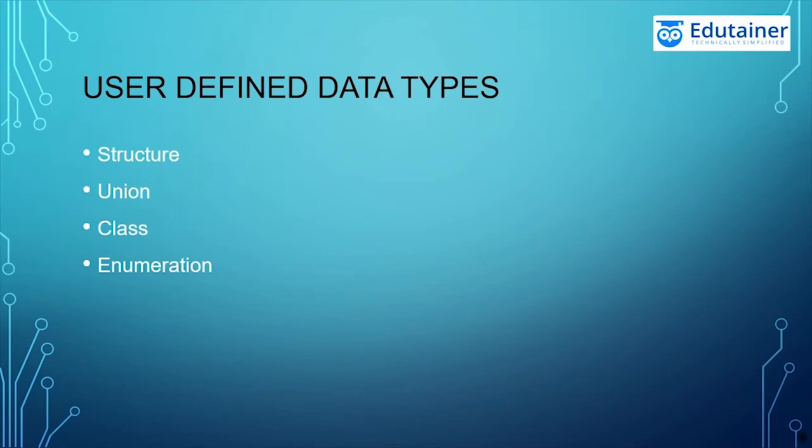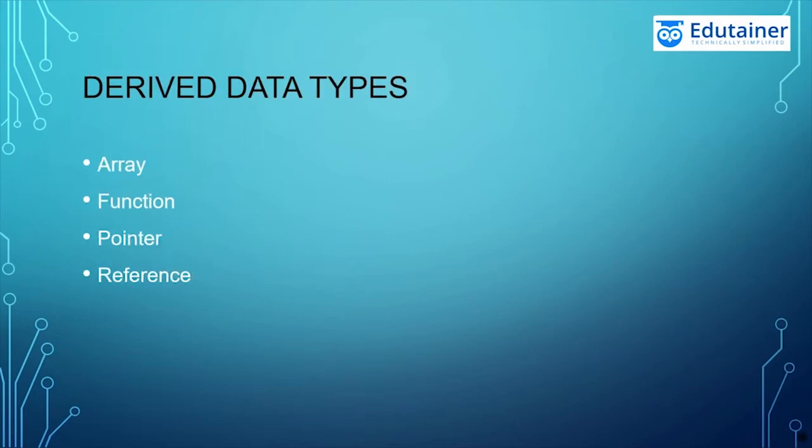User-defined data types are those data types that are defined by the user, like structure, union, class, and enumeration. These data types we will be covering in our upcoming lectures. Derived data types are like array, functions, pointers, and references. These data types are derived.